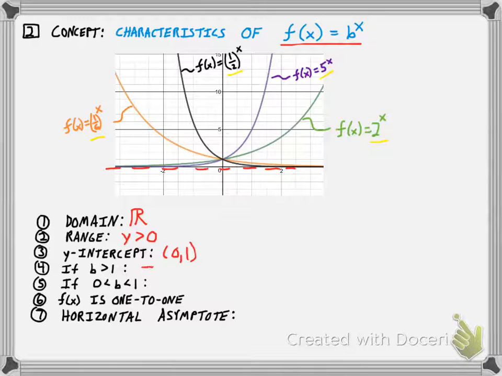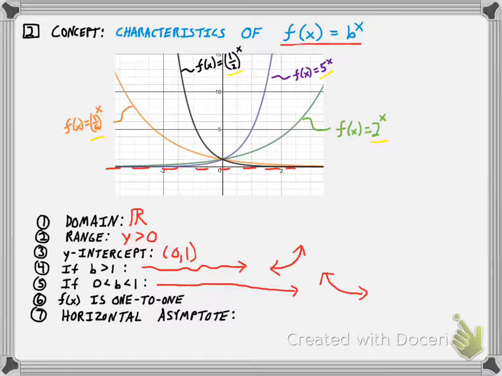Okay, if you have a b value that's greater than 1, like 5 or 2, you want to remember that the shape of the graph is going to be rising on the right and leveling on the left. So that's a good way to think about it. And if you have a fractional b, something that's between 0 and 1, it's going to be the opposite. It's going to be leveling off to the right and rising to the left. That's a very important thing to help you distinguish between what's called exponential growth, rising, and exponential decay, which is falling.